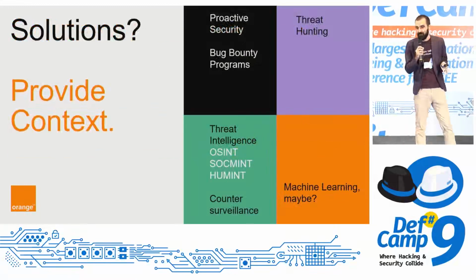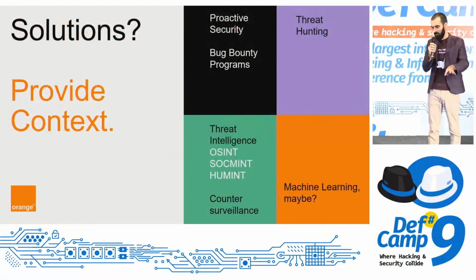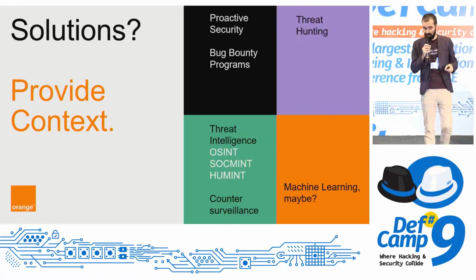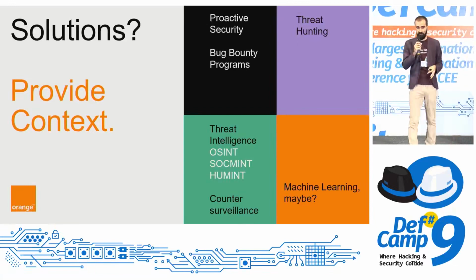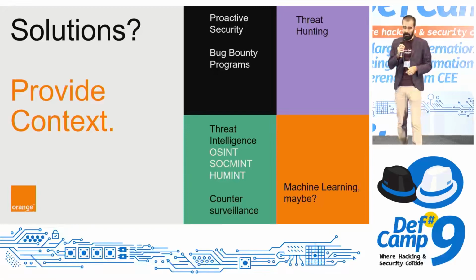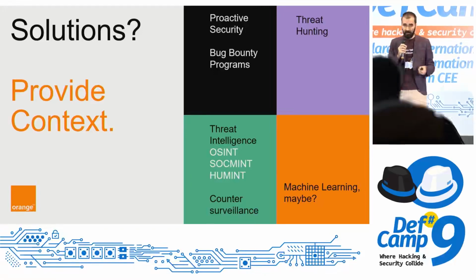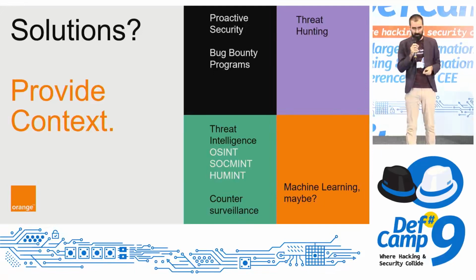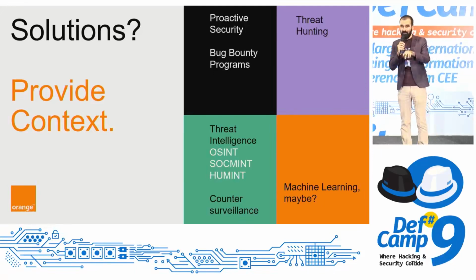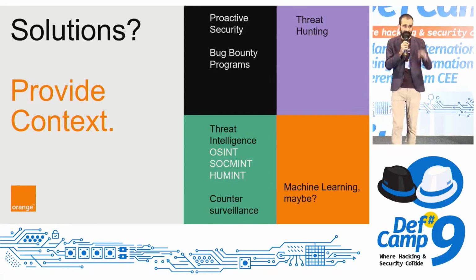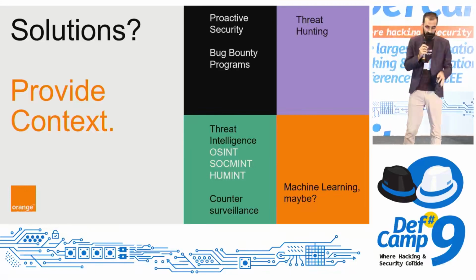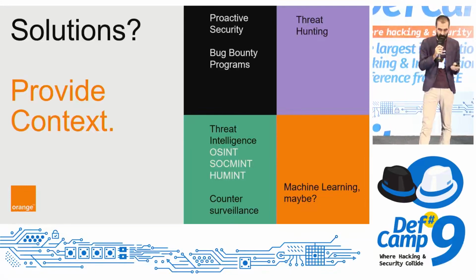So, solutions. You can do pretty much everything, and you should do everything on the left side of the slide. You can do proactive security, bug bounty programs, threat hunting, and I encourage it. You can do, of course, threat intelligence with open source intelligence, human intelligence, and social media intelligence. But the thing that you gotta take from these activities is that you gotta provide context. You have to provide context to your machines, to your traditional security, in order to detect a stealthy presence. So maybe machine learning is the solution. I don't know. We'll see.